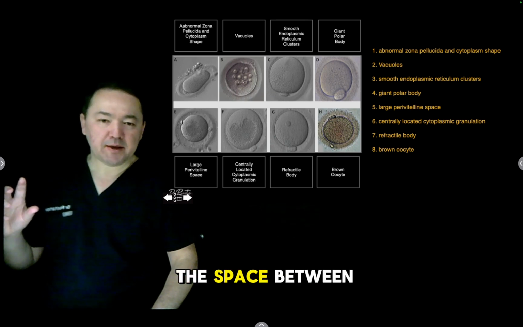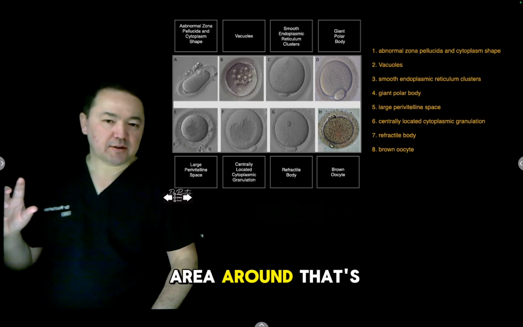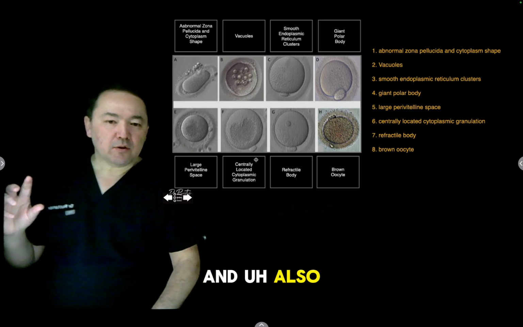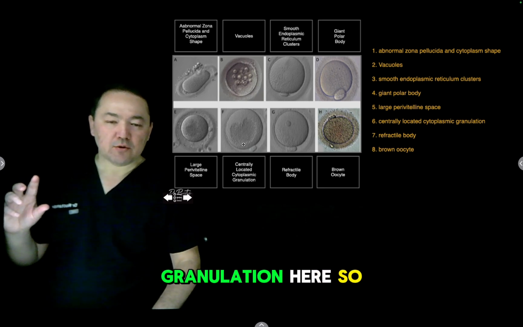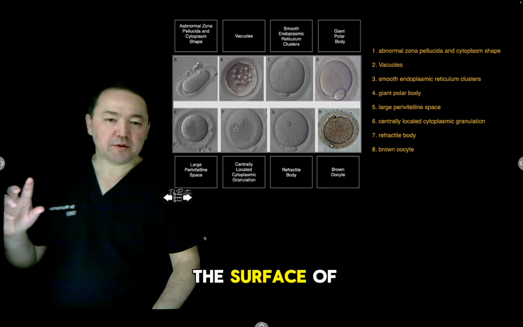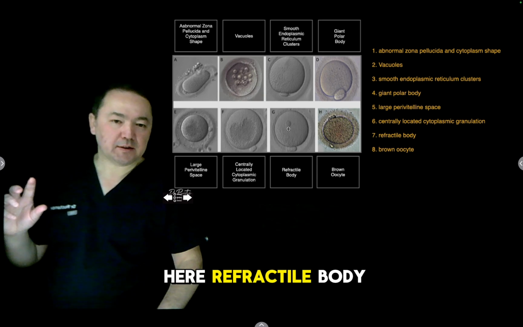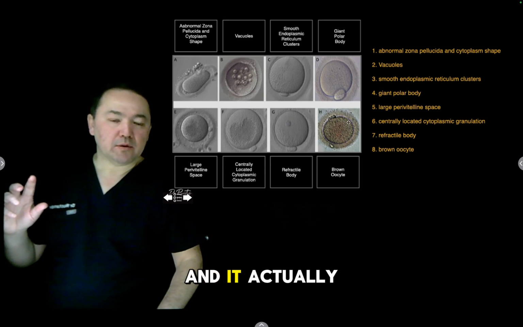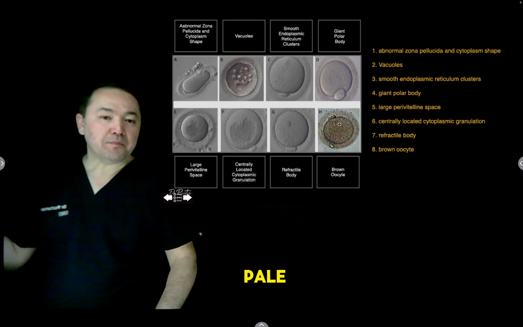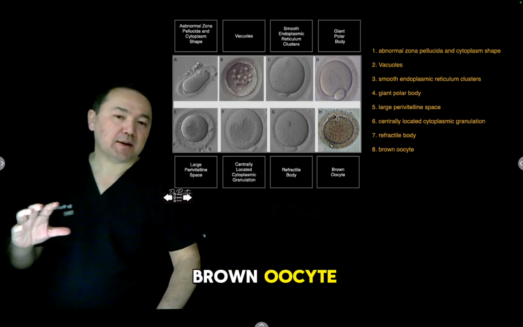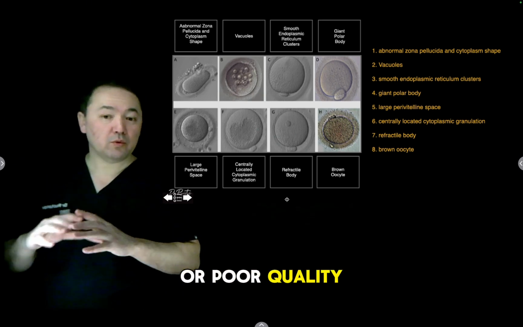You can see the space between zona and cytoplasm. There's a large area around it. That's abnormal. And also you can see centrally located cytoplasmic granulation here. So you can see the granulation on the surface of the egg. And a refractile body, you can see here a refractile body, that's abnormal. And actually the image of an egg should be, like we said, pale, but here you can see a brown outside. These are the features of abnormal or poor quality eggs.